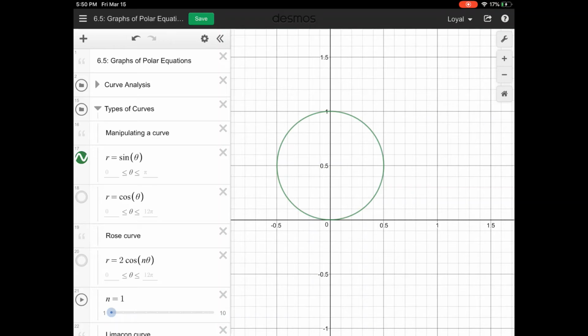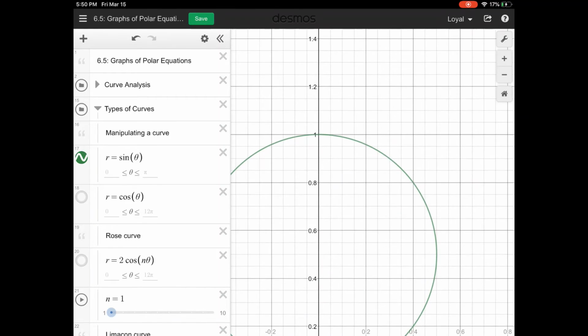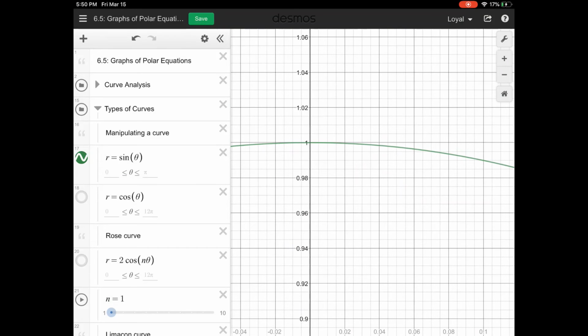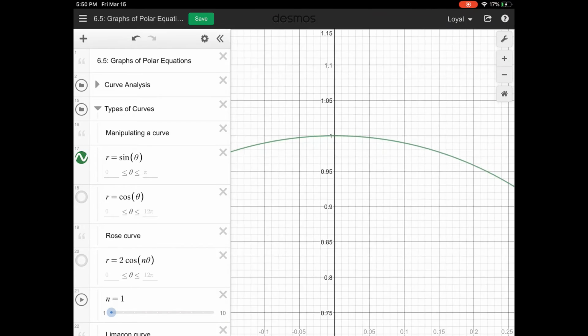If I was to make theta 90 degrees, for example, we know the sine of 90 degrees is 1. And because the sine of 90 degrees is 1, if I was to turn up 90 degrees and go the full direction, I know that I have to go one distance. So we go 90 degrees and 1, and that would get us this point up here.